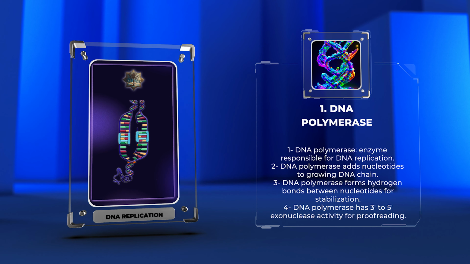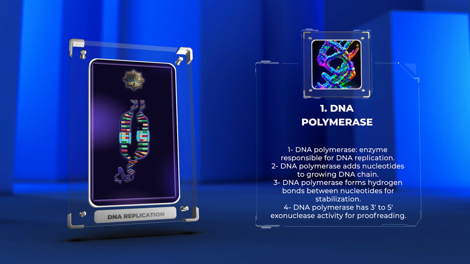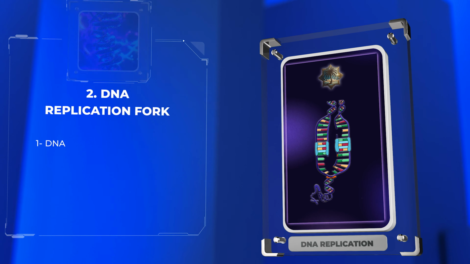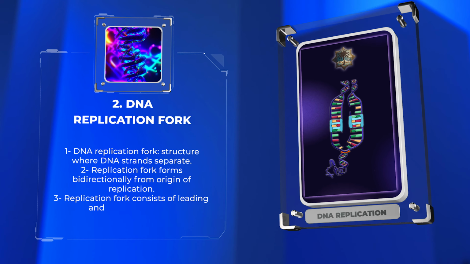First, it possesses 3' to 5' exonuclease activity, allowing it to proofread the newly synthesized DNA strand and correct any errors in nucleotide base pairing. Second, DNA polymerase can synthesize DNA only in the 5' to 3' direction, a characteristic dictated by the inherent polarity of DNA. As DNA replication initiates, a crucial structure known as the DNA replication fork is formed.